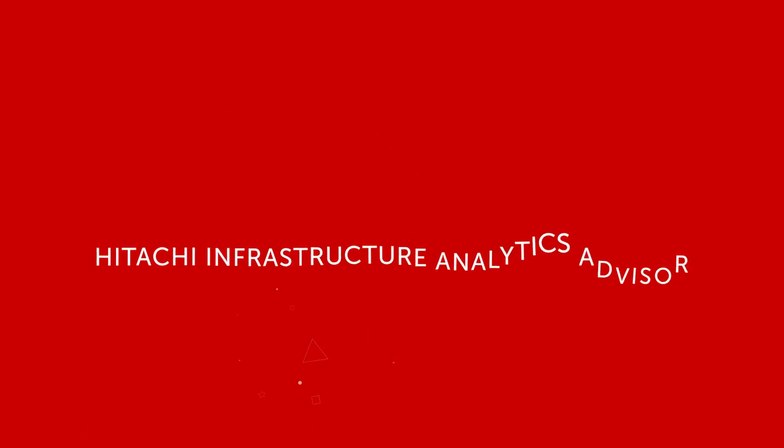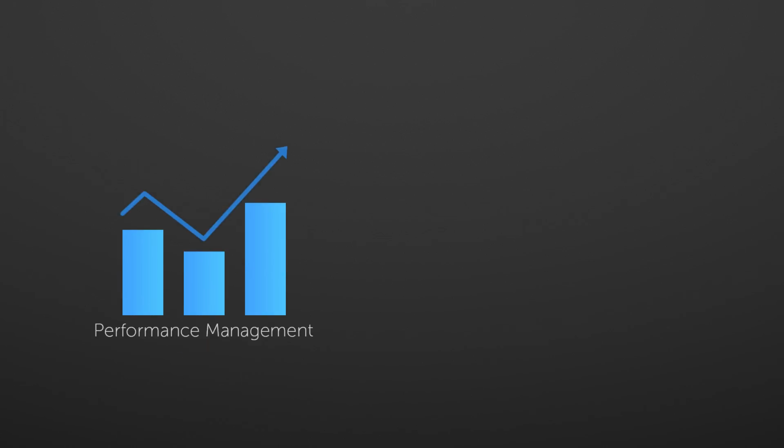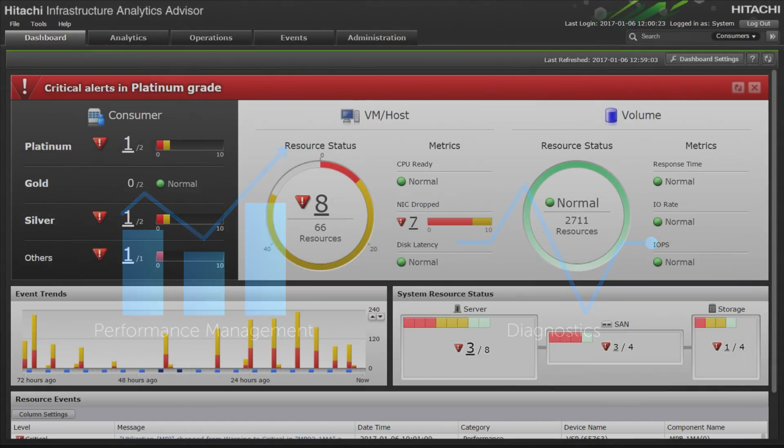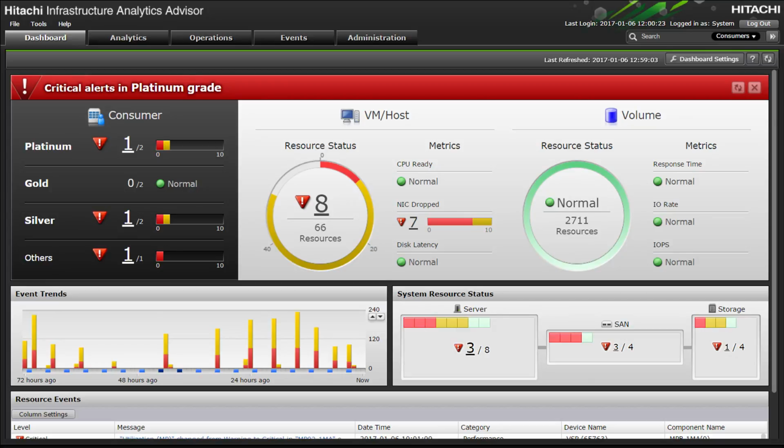Hitachi Infrastructure Analytics Advisor, HIAA, is an advanced IT analytics solution which provides comprehensive storage performance management and diagnostics to optimize business applications. Infrastructure Analytics Advisor establishes and monitors storage service level objectives, SLOs, for business-critical applications and logical storage devices. Alert notifications are issued when a service level threshold is exceeded, and the integrated diagnostics helps your site identify the resource of a problem.